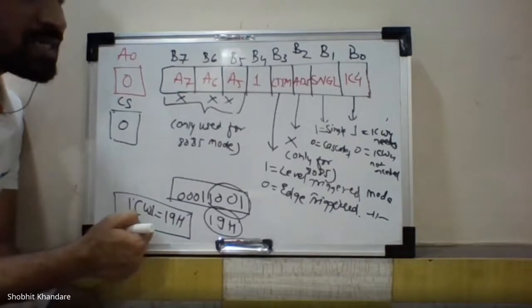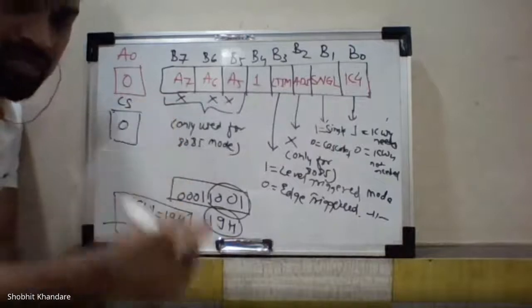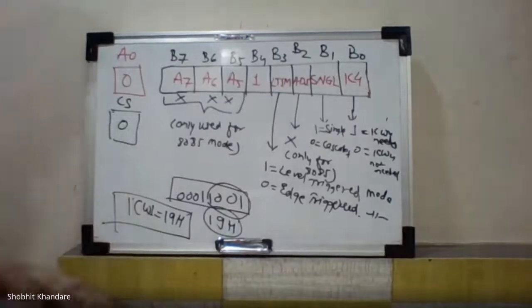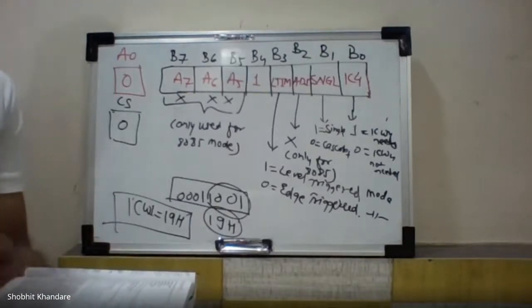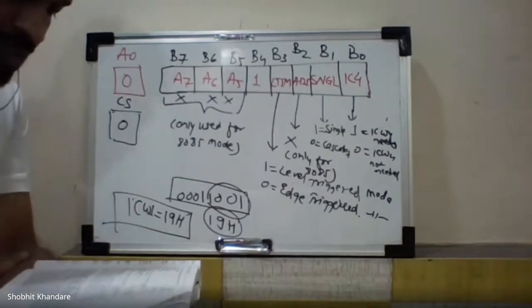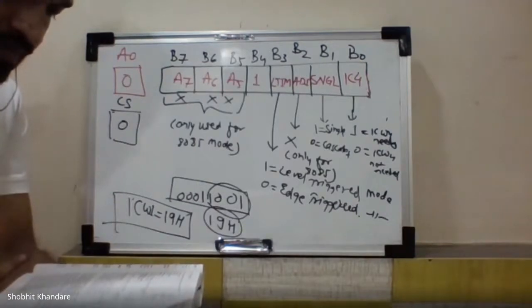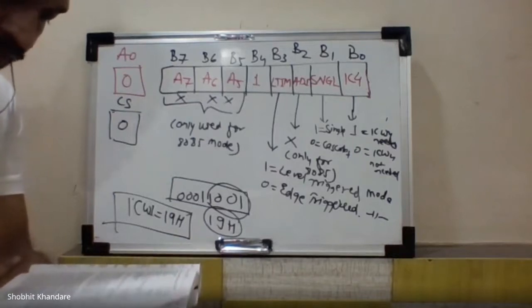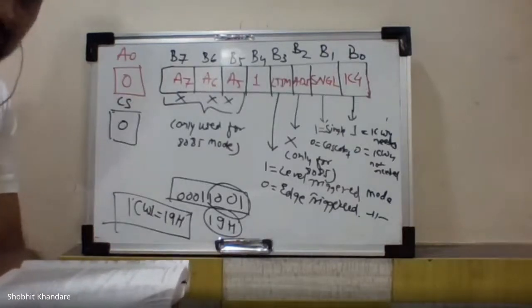Okay. So can we write down something about ICW1? Once you have understood each and every bit, now we can write down something about ICW1. Please write down: The ICW1 programs the basic operation of 8259. Full stop.